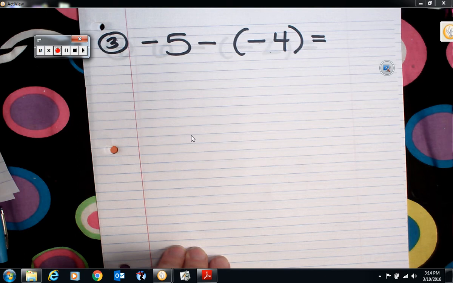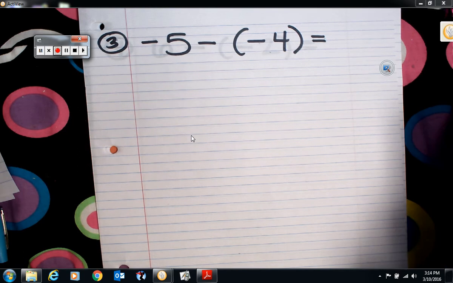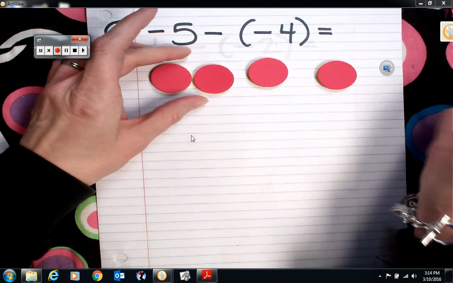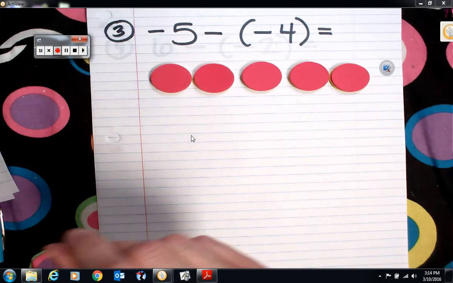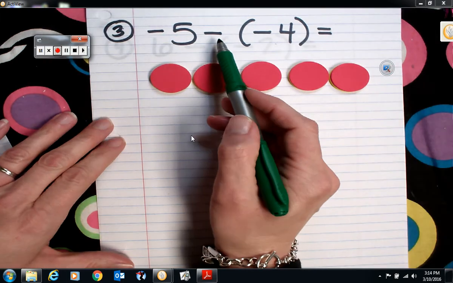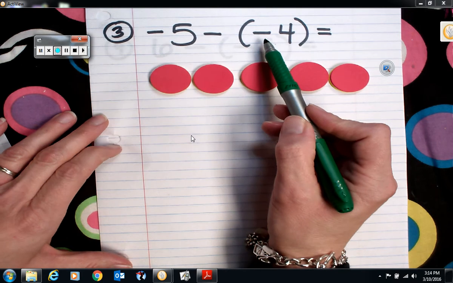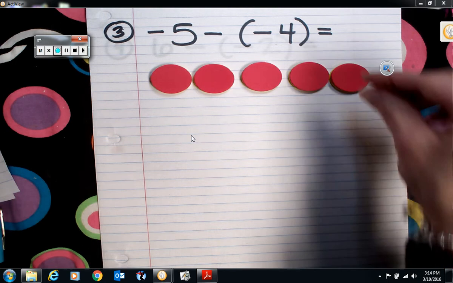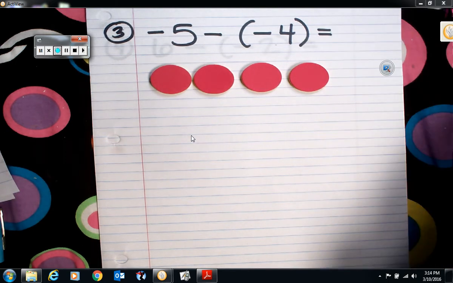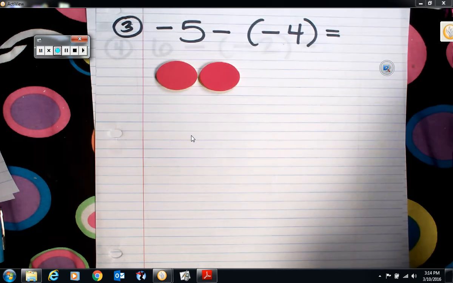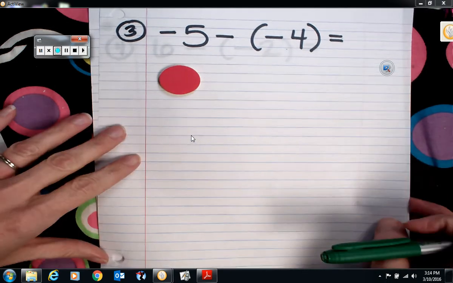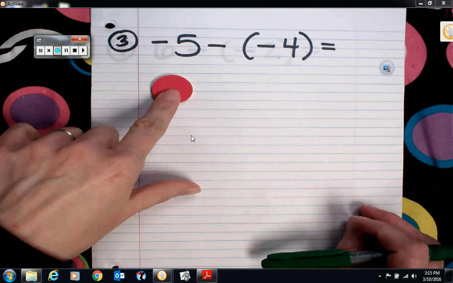This one is negative 5 minus negative 4. So let's start with 5 red counters to represent negative 5. Minus means take away negative 4. So I want to take away 4 red counters to represent taking away negative 4. So 1, 2, 3, 4. This time I actually had 4 reds that I could take away. And my solution, according to my counters, would be negative 1.